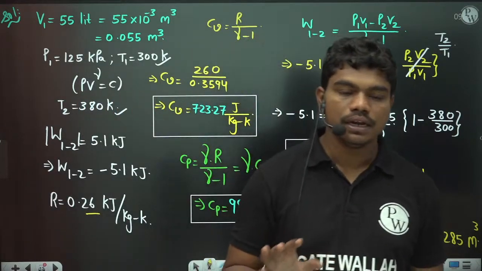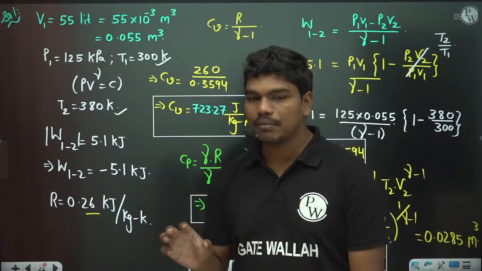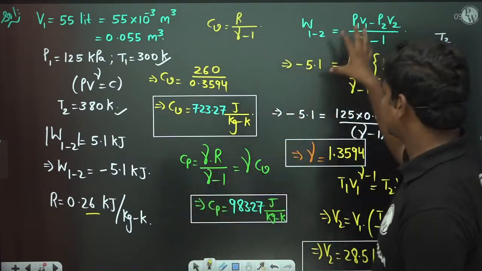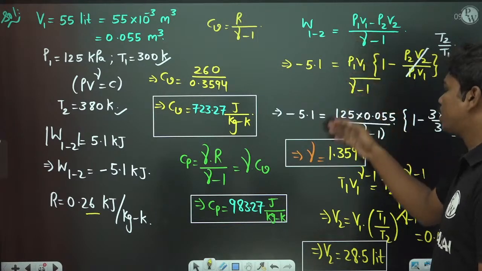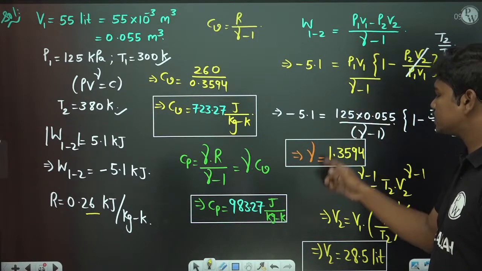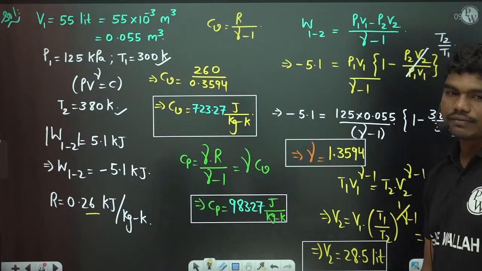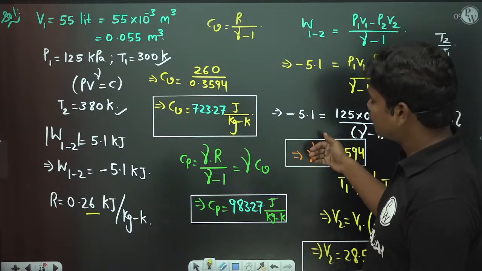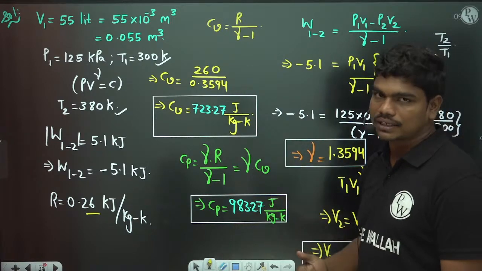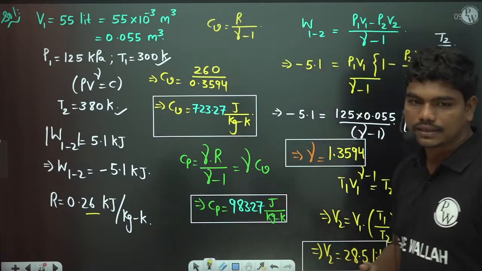This question is very simple. The only thing is you have to identify what is gamma. To calculate gamma, they have given you the work interaction. Once you calculate the work interaction using this simple formula, then if you relate these two equations, gamma is equal to 1.3594. Many times if you misunderstand and write only 5.1, you will end up with another negative value of gamma. That should not be written.